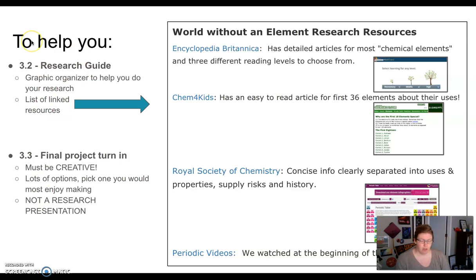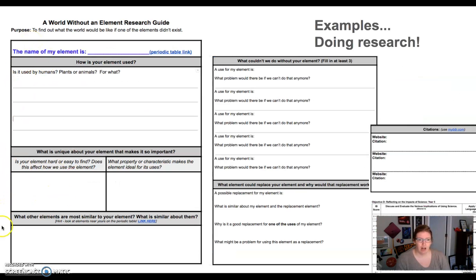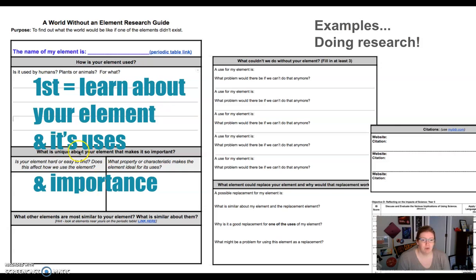So when you're doing your research, we have this research guide for you that helps you walk through the things that are going to be useful to learn about to say what the world is like without an element. You want to know, what's the element used for? It's the first thing. What are the uses of your element? What do humans use it for? What is it used for just in plants and animals for life? Like oxygen, we like to breathe it. What's important about it or makes it unique? So that's the first thing.